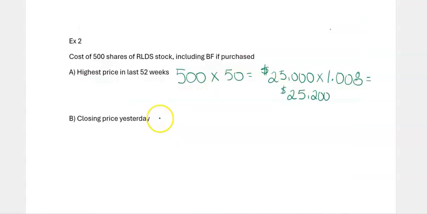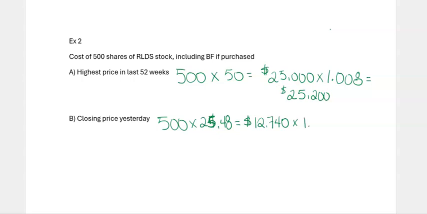And so what I'm going to do is take my 500 shares and multiply it by the closing price, which was $25.48 per share. When I multiply those two numbers together, I get $12,740. Significantly cheaper than before. But I still have to figure out my brokerage fee.